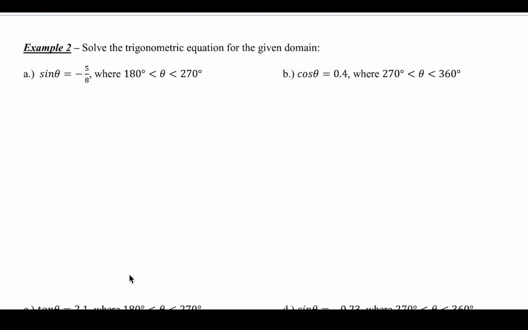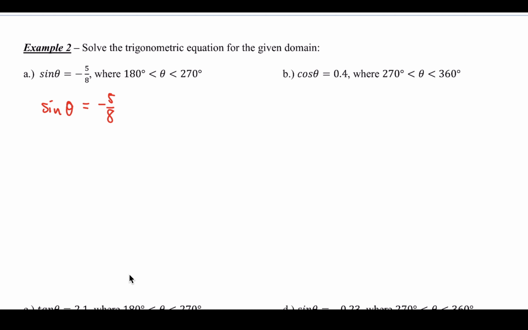So what you do is this. Let's take their function: sine of theta is negative 5 over 8. Now notice, I don't know anything about a ratio of negative 5 over 8. We have no triangles or quadrantal angles that match that at all.